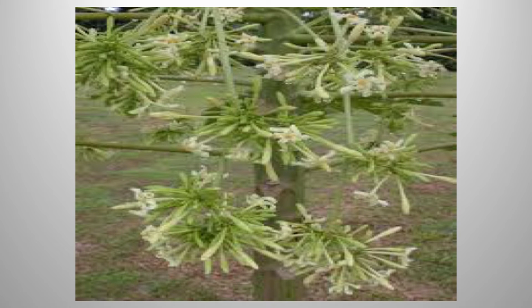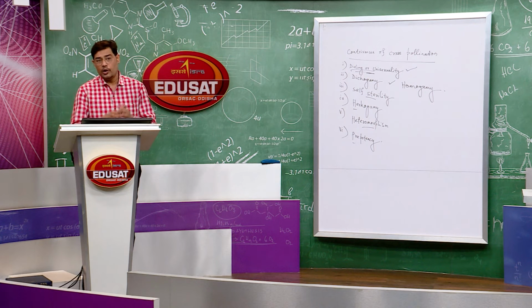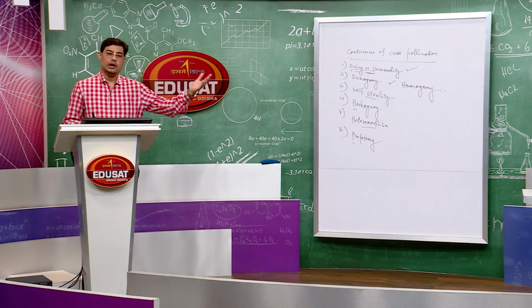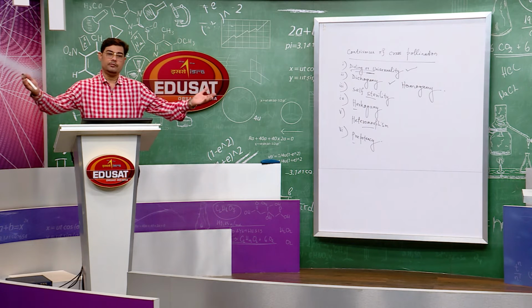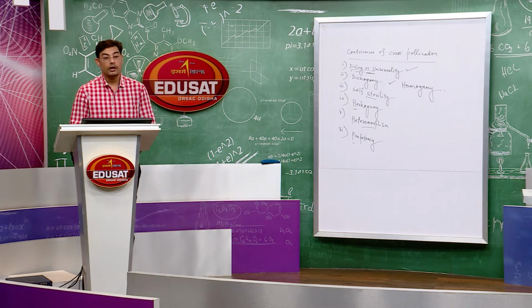Now, this is a papaya plant with only male flowers. Now, this is another papaya plant with only female flowers. What kind of pollination is possible in this case? Naturally, cross pollination, because a separate male plant and a separate female plant exist in nature. So, cross pollination is the rule for these diclinous, dioecious plants.